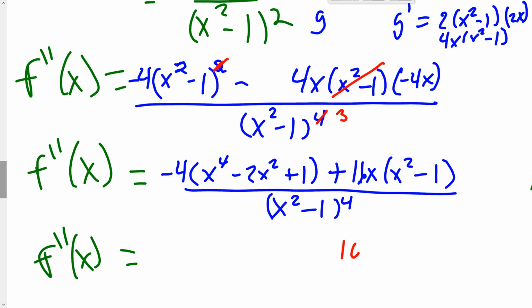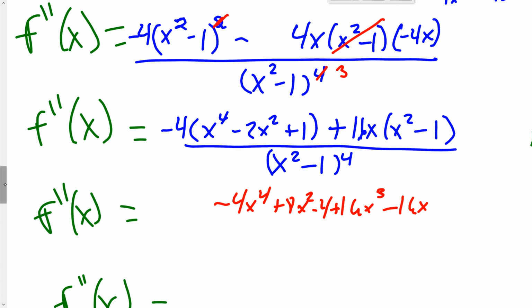So this is 16x cubed minus 16x, so I'm not going to do that. I'm just going to keep on working here. Negative 4x to the 4th plus 8x squared minus 4 plus 16x cubed. So this all over, and then I can combine some like terms here if I wanted to. Nope, no like terms there.